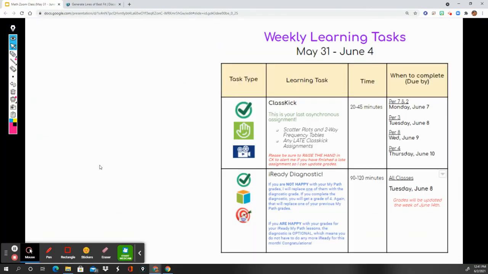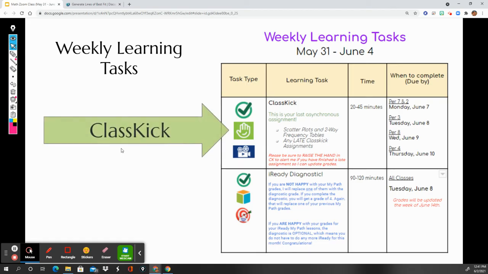So from there, don't forget, after you're done, you're going to have a new asynchronous. It is your last asynchronous assignment, and it is in Class Kick. It's called Scatter Plots and Two-Way Frequency Tables. So go ahead and make sure you do that. That'll be due next week. We'll kind of talk about it.